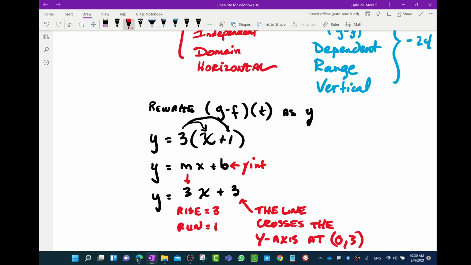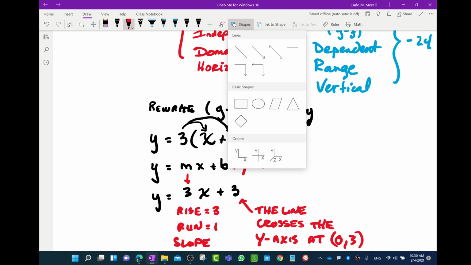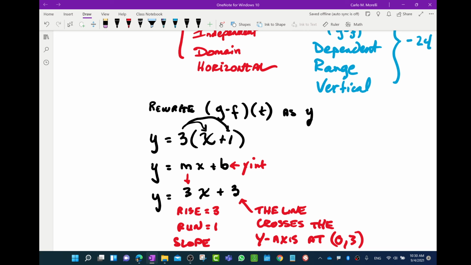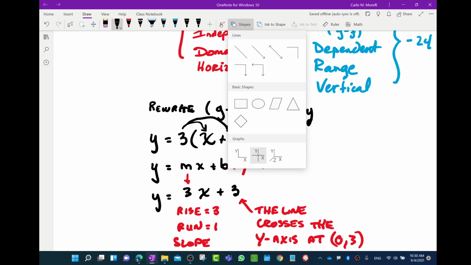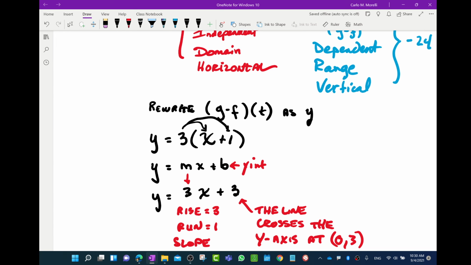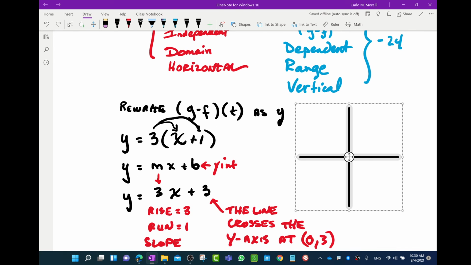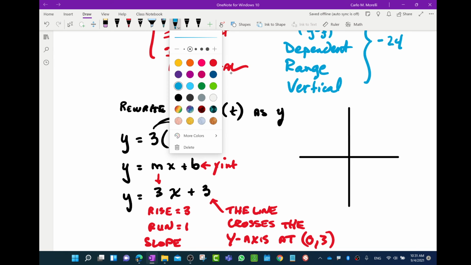Okay? So here's your slope, and here's your y-intercept. And if you had to, you could go and create a graph, which I'll do right now, and sketch this function with no trouble whatsoever. Okay, let me show you how easy it is to sketch this function now that you have this information.